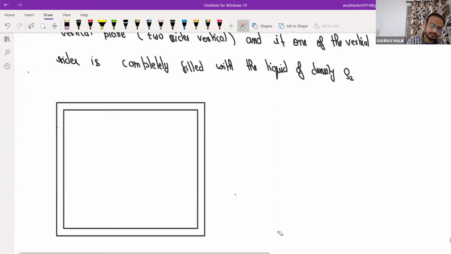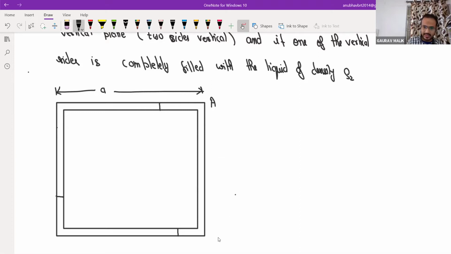This is the diagram. It is A. Sir, what is this? Sir, you did not teach any question like this. Then why are you asking? A, B, C, D. This is our sphere.